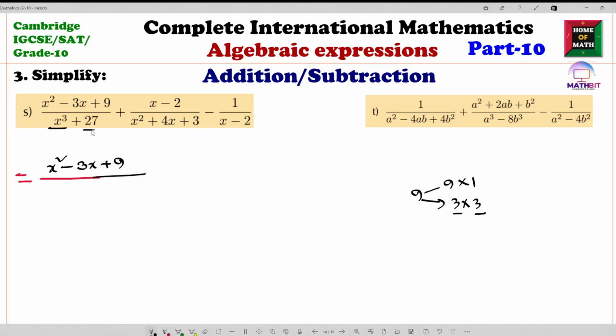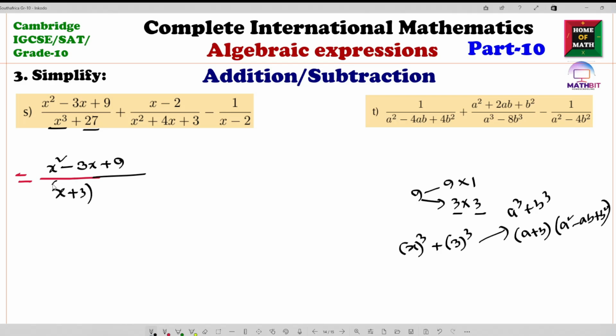Divide x cube plus 27. Look, x cube plus 27 we can write as x cube plus 3 cube, so it looks like a cube plus b cube. We know a plus b times a square minus ab plus b square is the factorization of the cubic formula. So x cube plus 27 we can write x plus 3, then x square minus ab means x times 3, plus b square means 3 square, right?